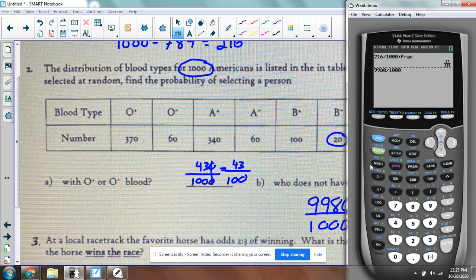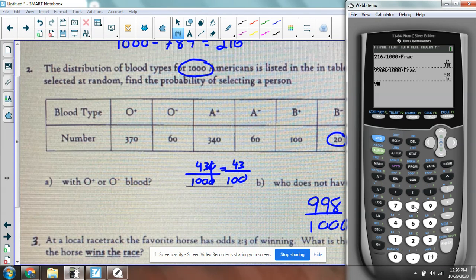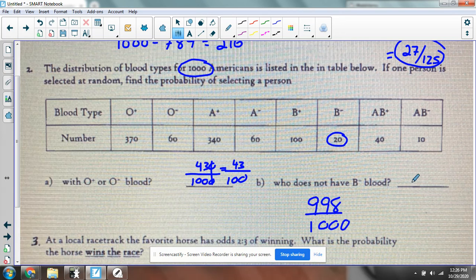Oops, divided by 1,000. Math. Enter. Oops, that's not right. I'm sorry, 998. My bad. Not 9,980. There you go. My brain's not working. There you go. 998 divided by 1,000. Math. Enter. There we go. 247 over 250.